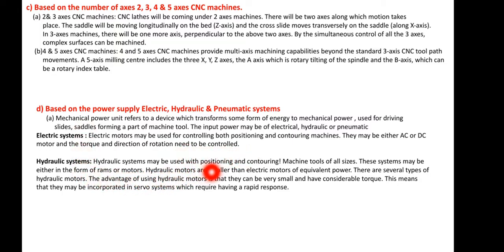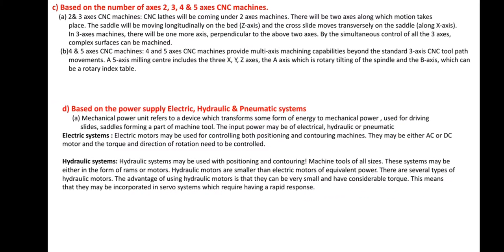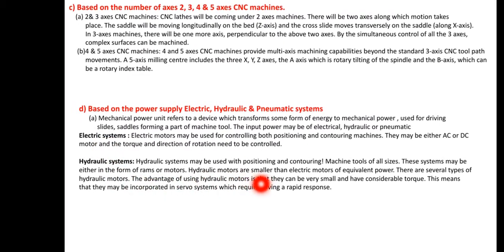Then hydraulic systems. Hydraulic systems may be used with positioning and contouring machine tools of all sizes. These systems may be either in the form of rams or motors. Hydraulic motors are smaller than electric motors of equivalent power. There are several types of hydraulic motors. The advantage of using hydraulic motors is that they can be very small and have considerable torque.